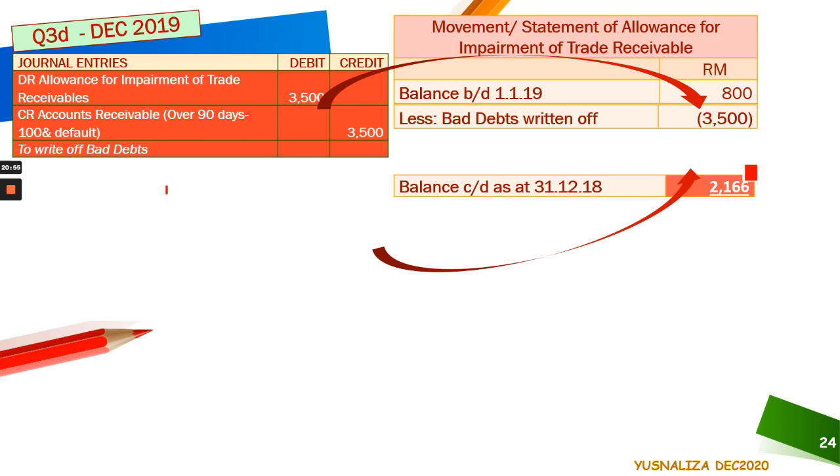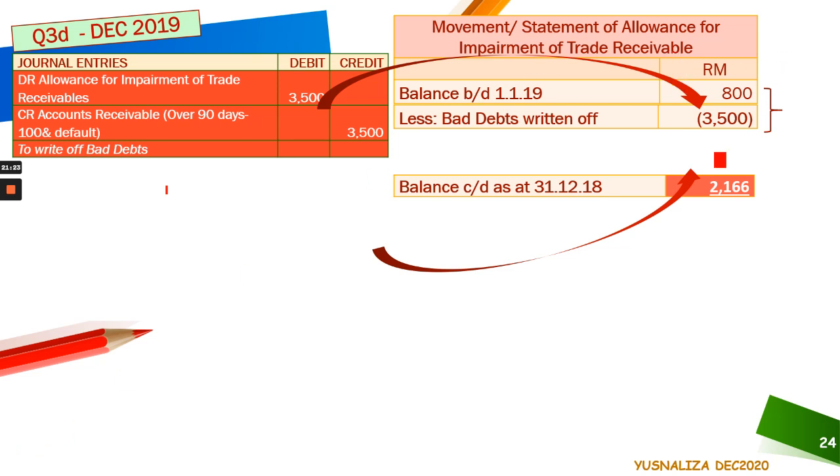So this 2166 is determined using our table earlier. Remember, much earlier we calculated 2166. So that was the balance at the end of the year, or the one that you will have to deduct from your account receivable balance. You have to deduct that, right, later to get the net realizable value. But before that, let's just finish with this movement.